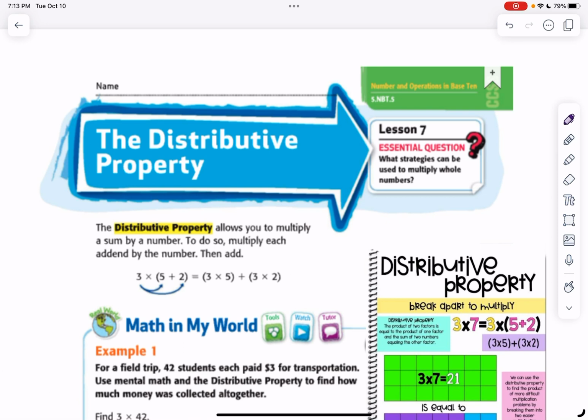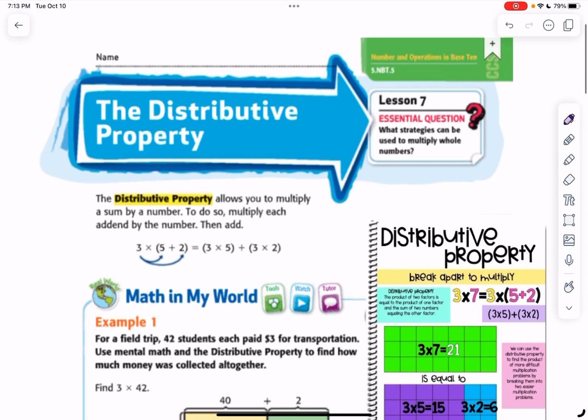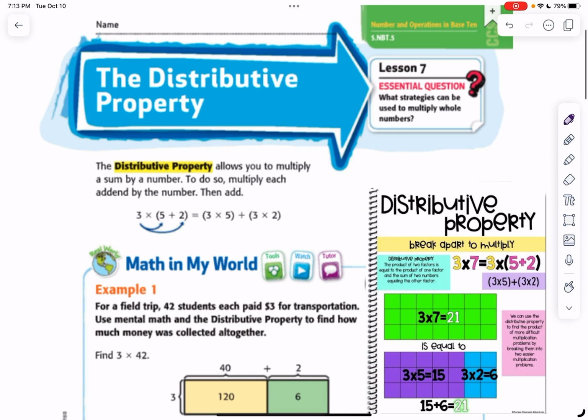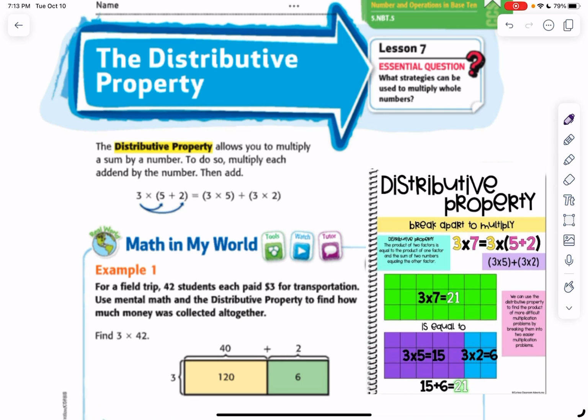So we were thinking about that in the last lesson, and I thought I was going to read a definition. Then I wasn't happy with the definition that it gave you that said something like, we'll talk about it later. So here is later. First of all, the distributive property allows you to multiply a sum by a number. To do so, multiply each addend by the number.